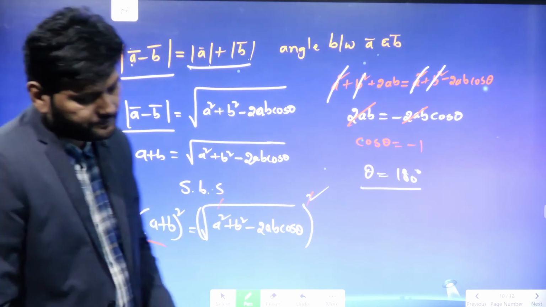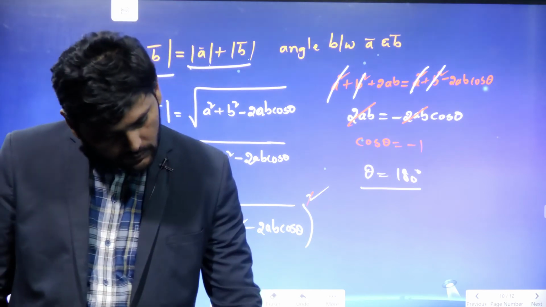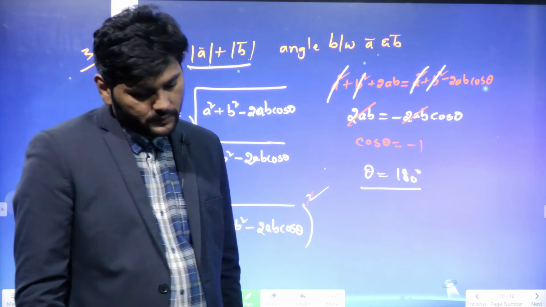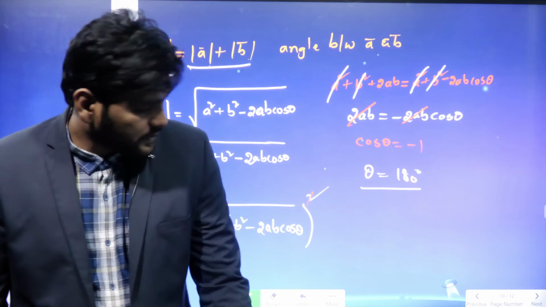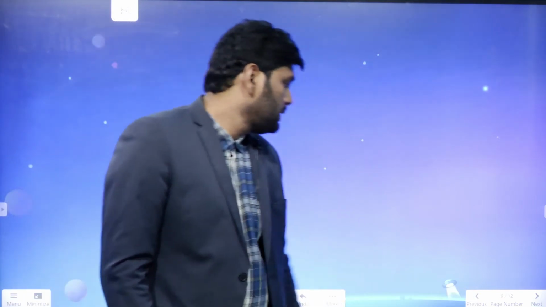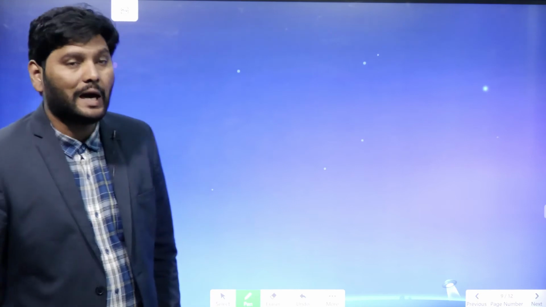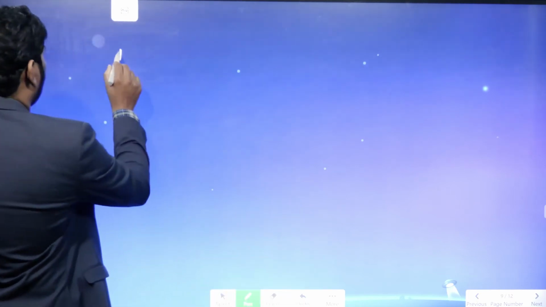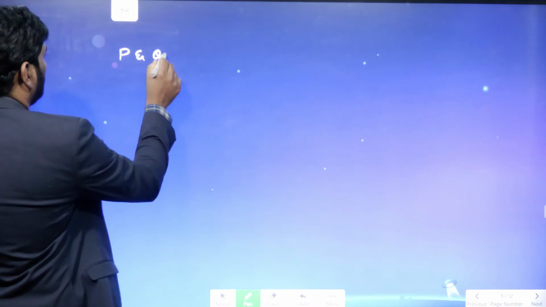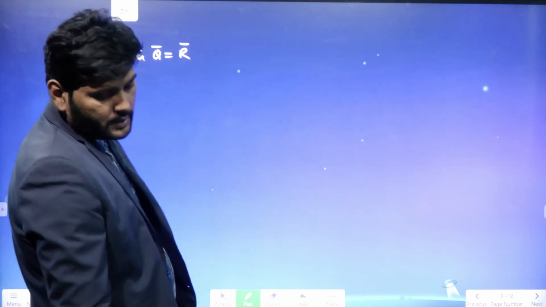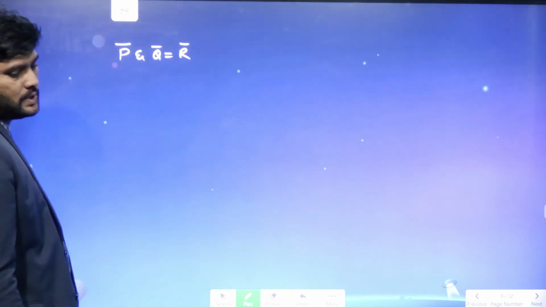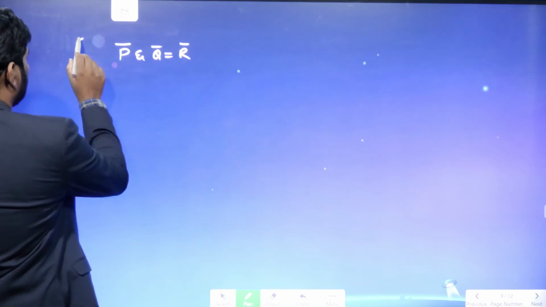Next, let us go to the fourth question. Now I am going for the fourth question. So what is the fourth question here? They are given two vectors. If P and Q is equal to R, that is, P bar, Q bar is equal to R bar. So this is the fourth question.